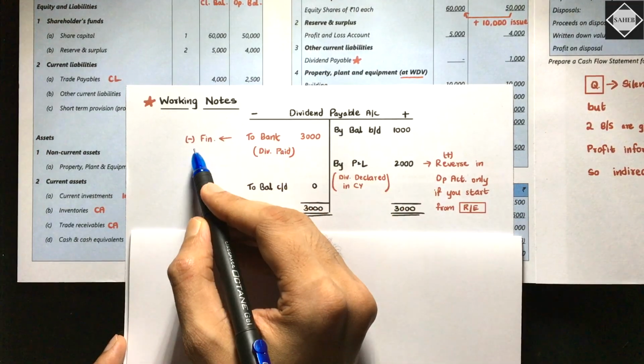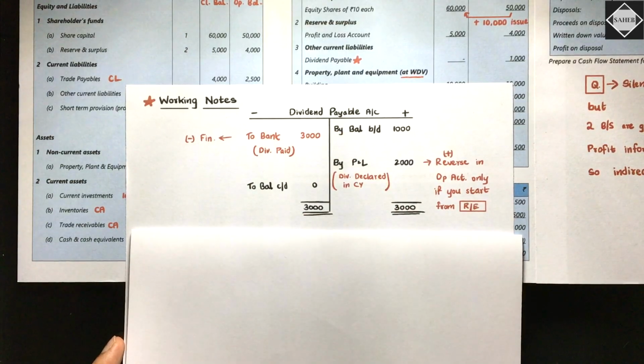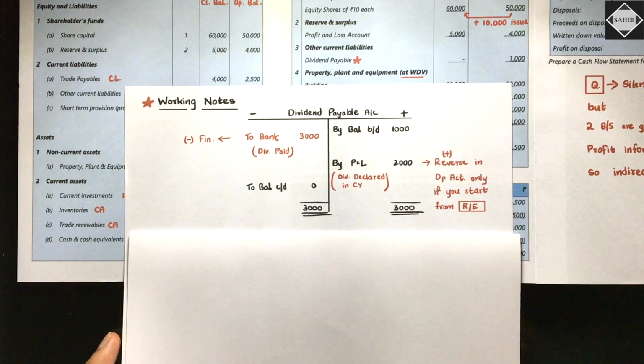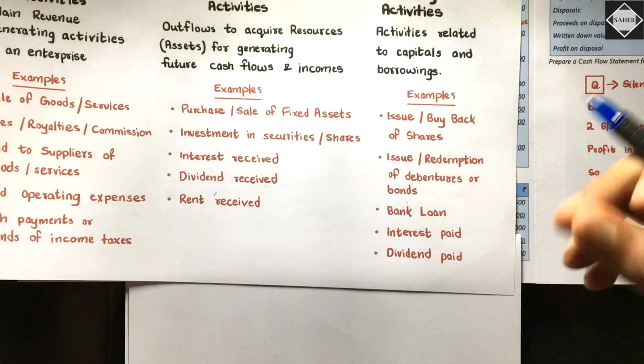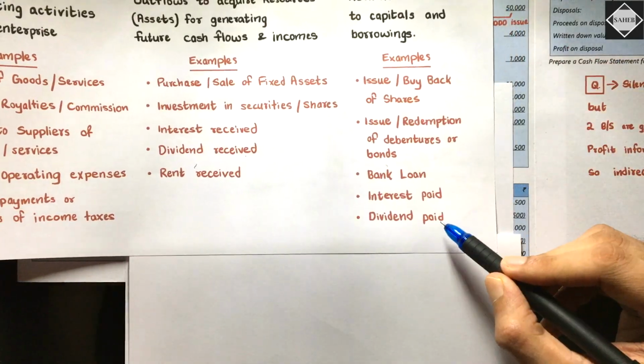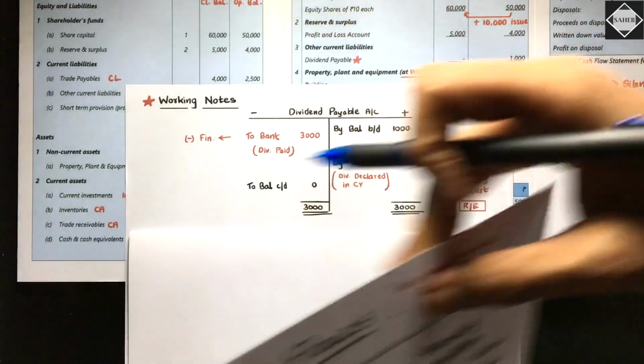This will be subtracted in financing activity. You all know this. Dividend paid is always a financing activity, right? It's always a financing activity. It's a service cost of shares. Okay, dividend paid. Fine. Okay, understood.